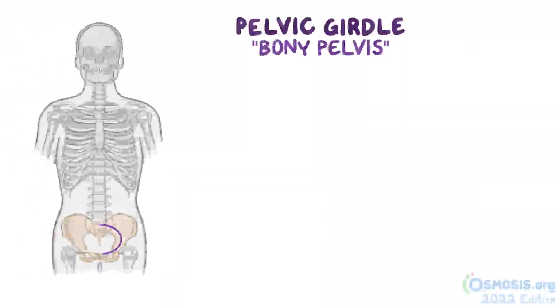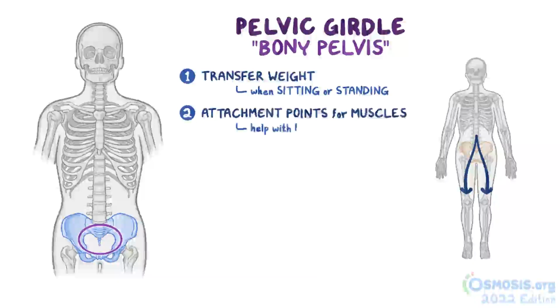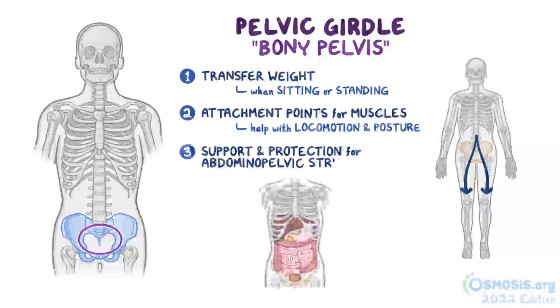The pelvic girdle, or the bony pelvis, is a bony ring formed by the left and right hip bones and the sacrum, and it surrounds the pelvic cavity and connects the vertebral column to the lower limbs. The main functions of the pelvic girdle are to transfer the weight of the upper body to the lower limbs when sitting or standing and provide attachment points for muscles that help with locomotion and posture. It also provides support and protection for the abdominopelvic structures.